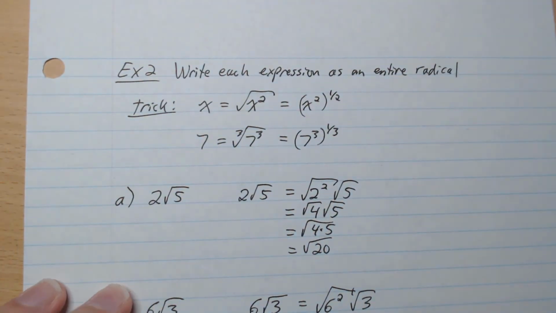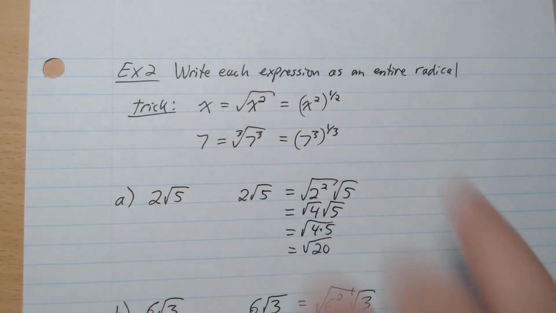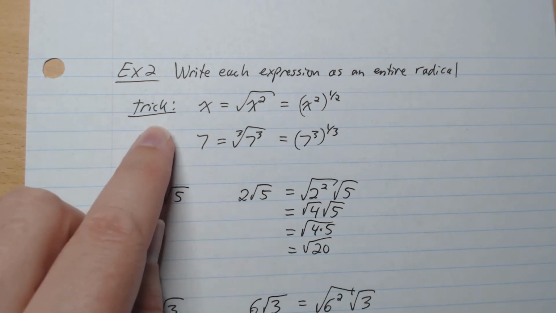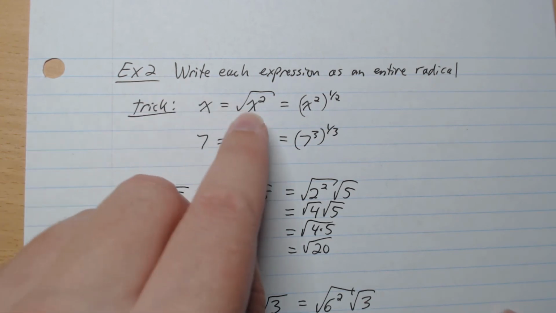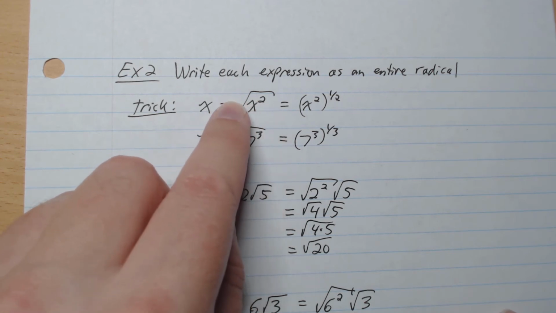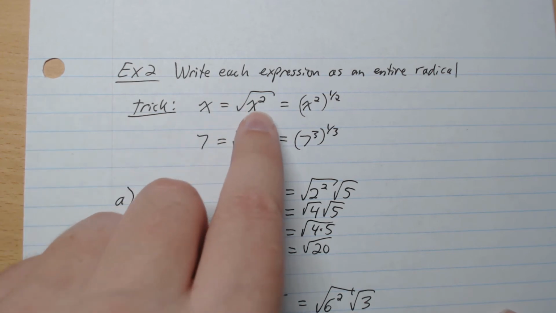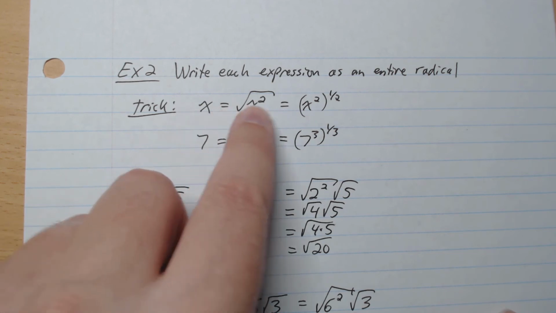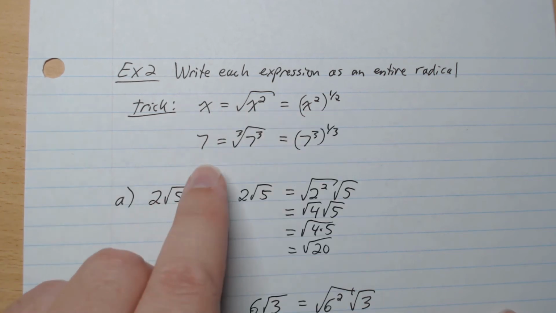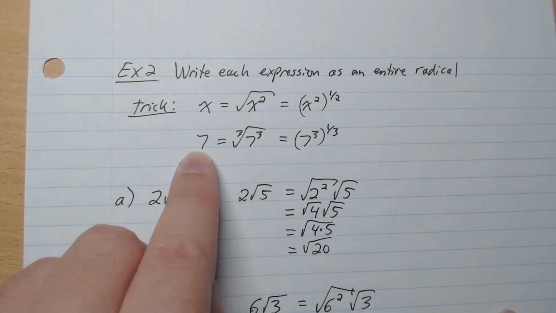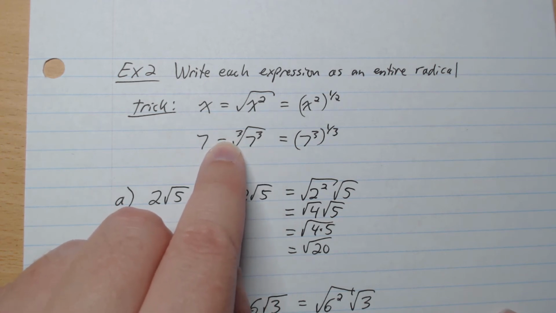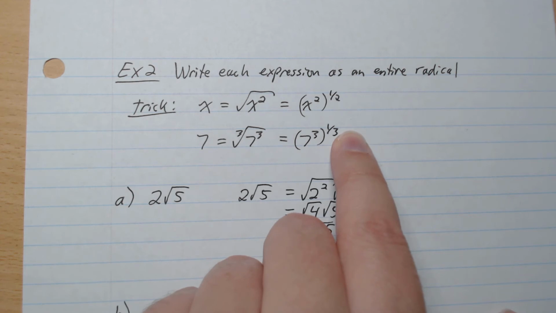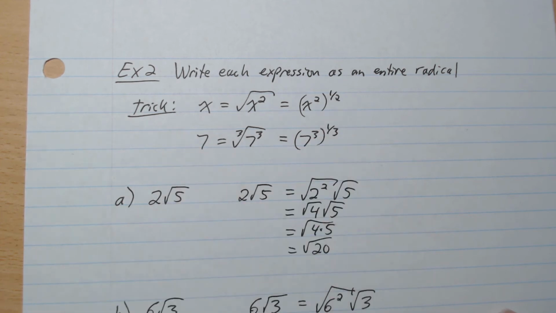Okay, example 2. Write each expression as an entire radical. And so we're going to use this trick. What we can do is we have x, and what we're going to do is square it and square root it. And so these cancel out, right? Square and square root cancels out, so we haven't changed anything. So we're going to rewrite things differently. So 7, you could have 7 cubed to the cube root, right? So 7 cubed to the 1/3, right? These cancel out to give 7.